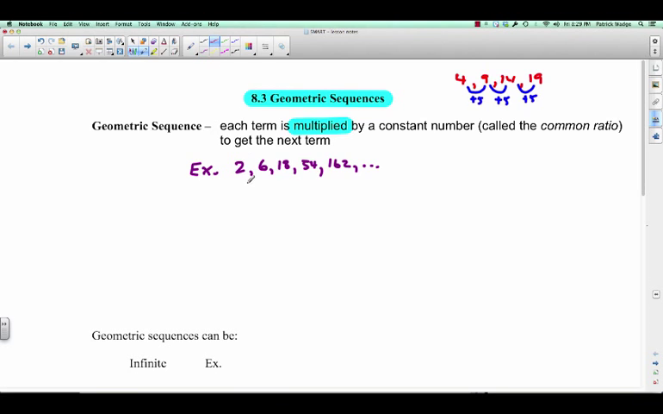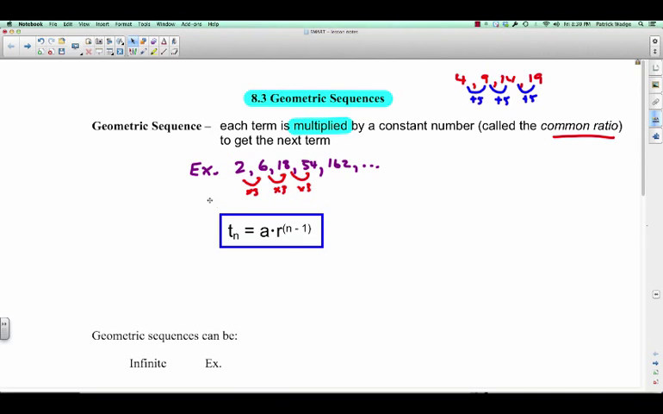Okay, so in all these cases, you are multiplying by 3, and multiplying by 3, and multiplying by 3. So that's your common ratio. Okay, the formula you're going to use for these is right here. There, that's better. So T sub n equals A times R to the, this is all in exponent position, n minus 1. Okay, so what does all this stuff stand for?